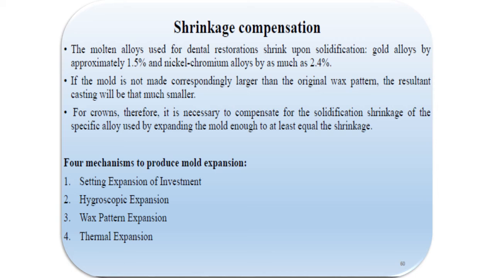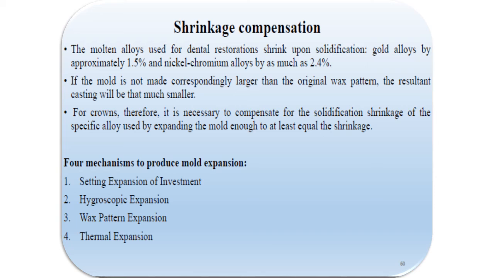So the molten alloy used for the dental restoration or the dental casting tends to shrink upon solidification. Gold alloys show around 1.5% of shrinkage, and nickel chromium or cobalt chromium shows a little more, that is 2.4 percent. Hence the investment material or the mold is correspondingly made a little larger than the original size of the wax pattern, so that the final casting exactly fits on the prepared tooth.